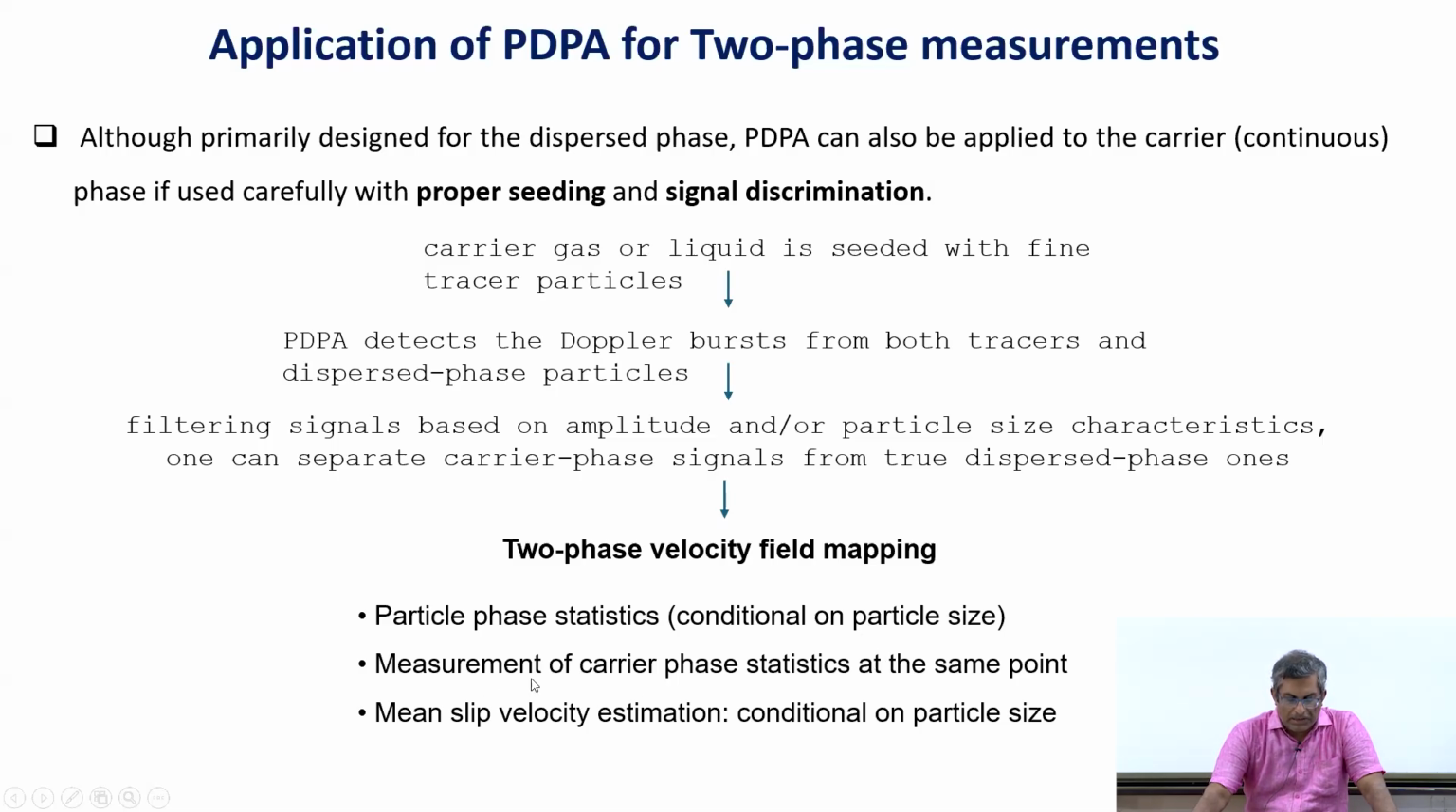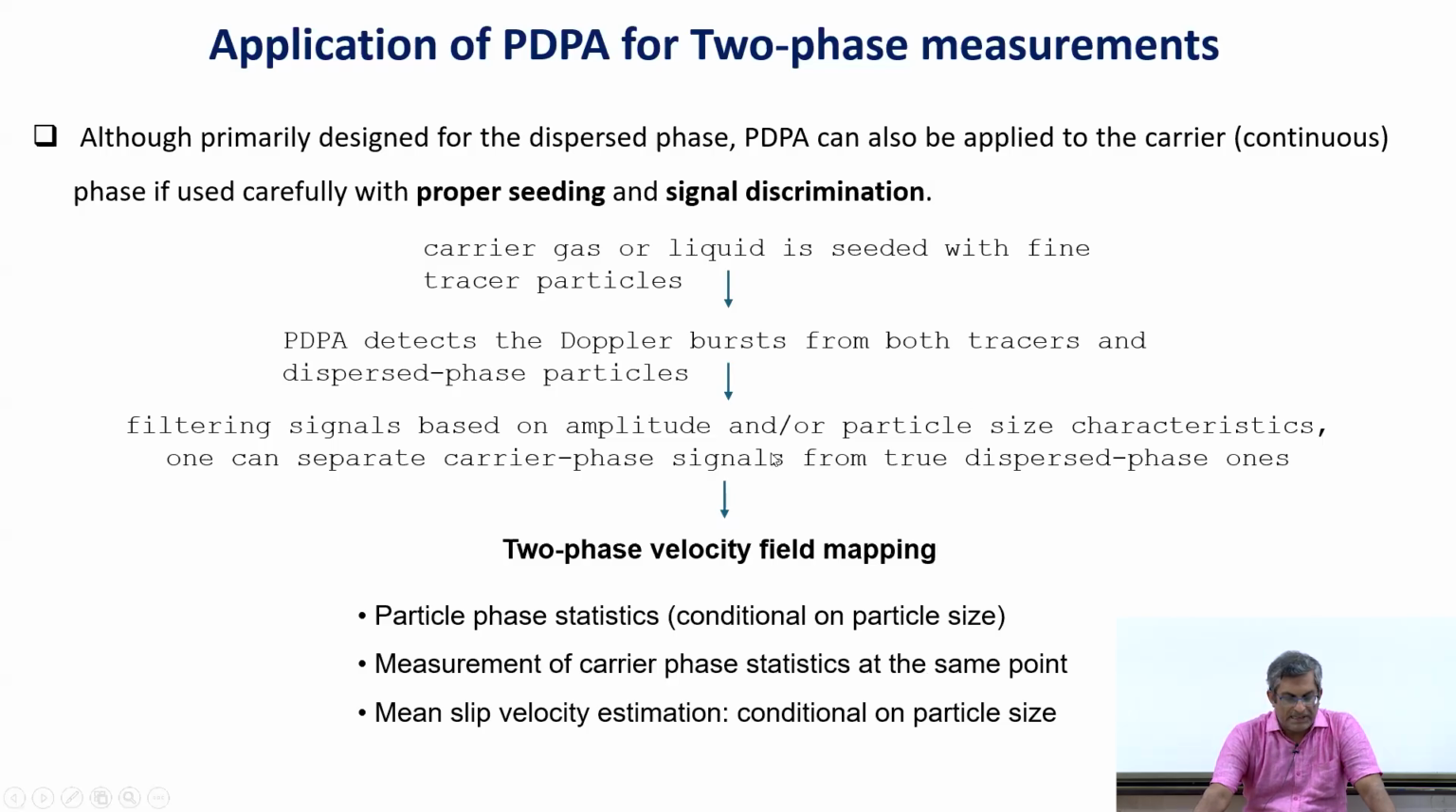And then it can also provide the carrier phase statistics at the same location, at the same point, if we introduce seeding particles. And by that way we can get the mean slip velocity. Mean slip velocity means slip velocity which is averaged over time. So mean droplet velocity minus mean gas velocity, or mean particle velocity minus mean carrier phase velocity, that is the slip velocity. And importantly, we can get that also conditional on particle size. For a given particle size class, we know the particle velocity, we know the particle-carrier phase slip velocity.